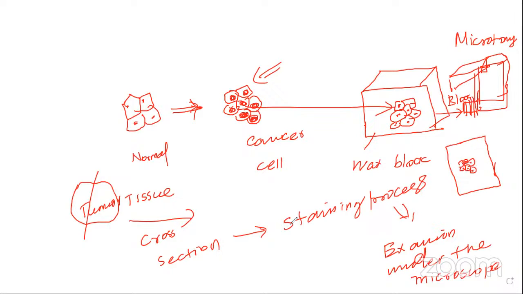After that, you have to undergo the staining process. Then examine under the microscope. You can see the structure like this. So we come to the conclusion: this is the normal cell, and this is the affected cell. Then only we can see the differences.